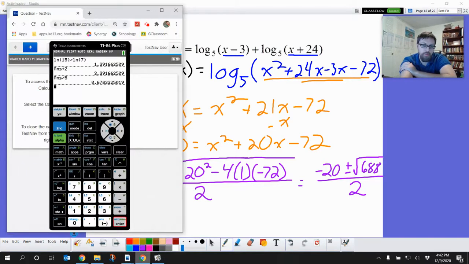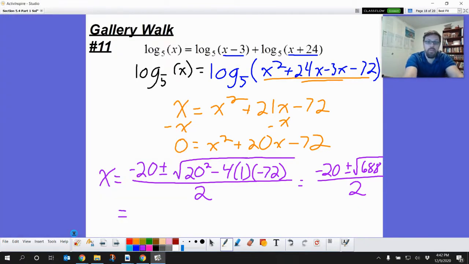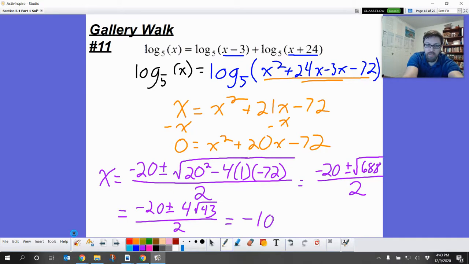Here, I'll show you. So 688 divided by 16. It's divisible by 16. Cool. So we can break that up into a square root of 16 and a square root of 43. And the square root of 16 is 4. So this one equals negative 20 plus or minus the 4 square roots of 43 over 2. And then we can divide that negative 20 and the 4 by 2. So we get negative 10 plus or minus the 2 square roots of 43.